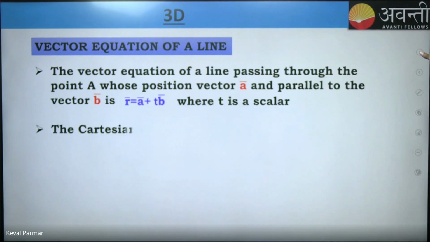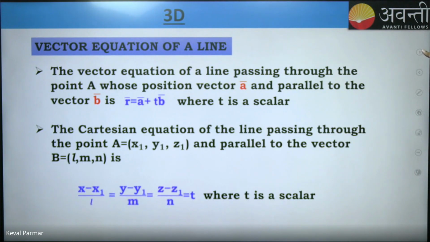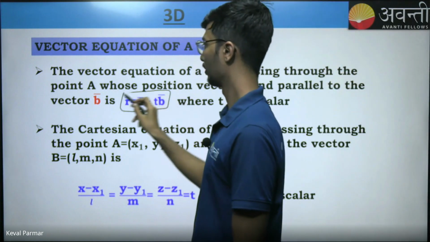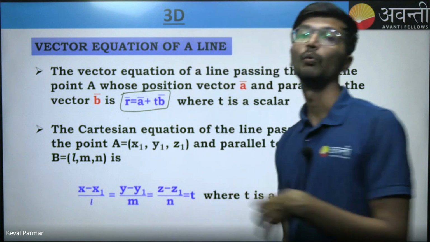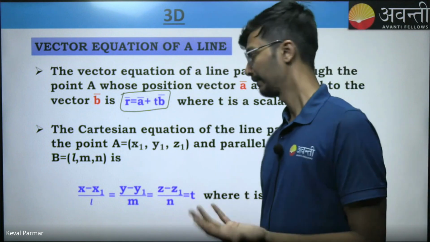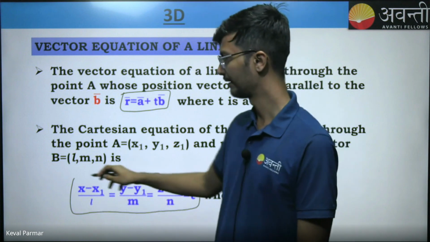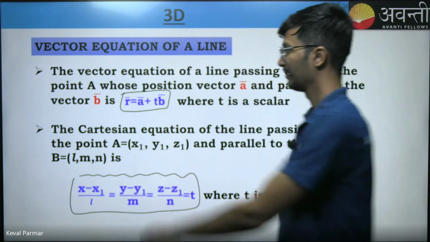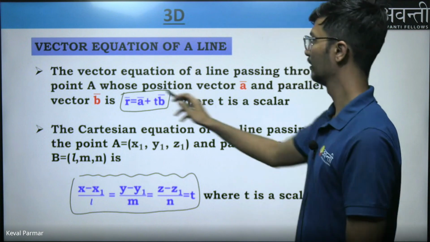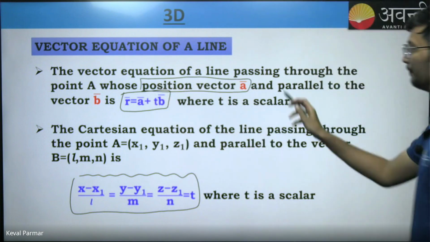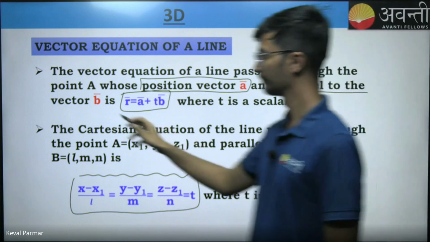Vector equation of a line. I hope you know this. What is the vector equation of the line? It is r vector equals a vector plus lambda or t times b vector. And what is the Cartesian equation of the line? It is this Cartesian form or symmetric form. What is a? a is the position vector. And what is b? b is the parallel vector.